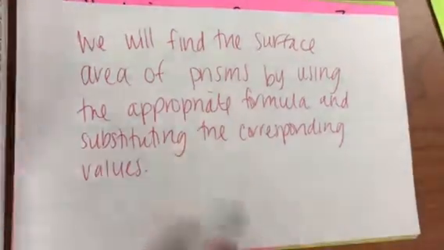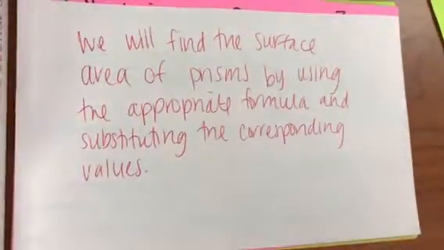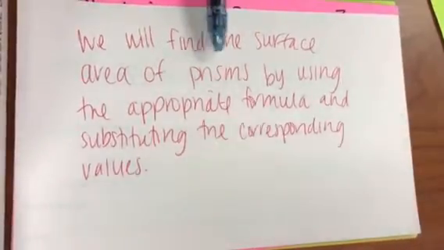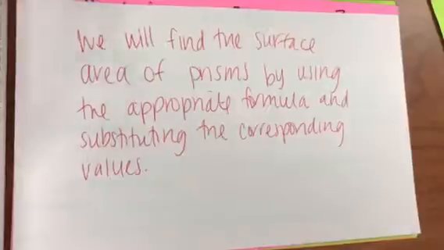Your learning target today is we will find the surface area of prisms by using the appropriate formula and substituting the corresponding values. The learning target is really vague because that's exactly what we're doing. It seems vague, but it's not. We're going to do prisms. I'm going to give you the formula that you need, and you're going to substitute the values. That's all you're going to do.